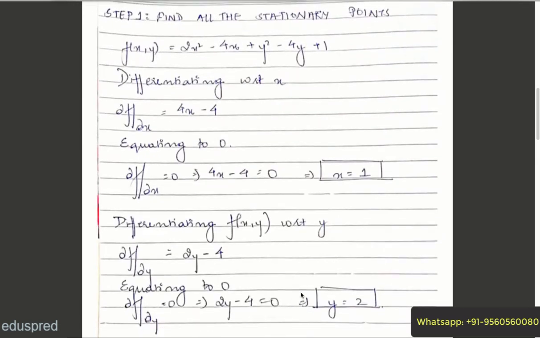First we have to find all the stationary points. For that, the given function is 2x² - 4x + y² - 4y + 1. Partially differentiating it with respect to x gives ∂f/∂x = 4x - 4. Now equating it to 0, I get 4x - 4 = 0, or x = 1. Now again I have to differentiate it with respect to y. That would be ∂f/∂y = 2y - 4, and equating it to 0 for the stationary points, I get 2y - 4 = 0, or y = 2. So my stationary point is (1, 2).